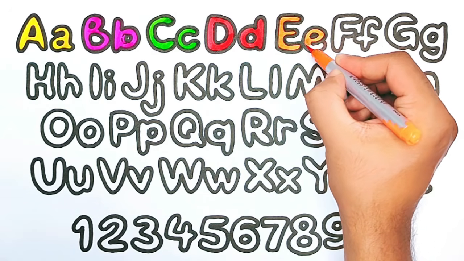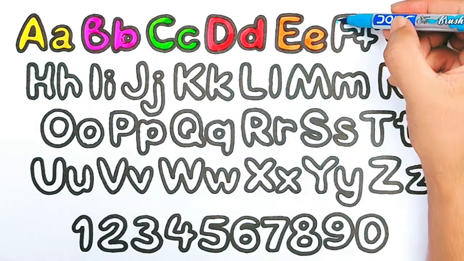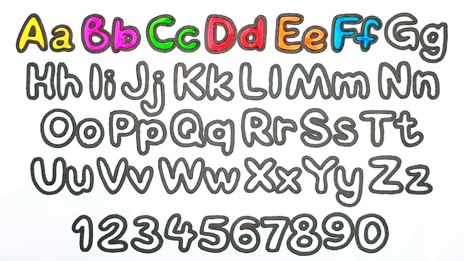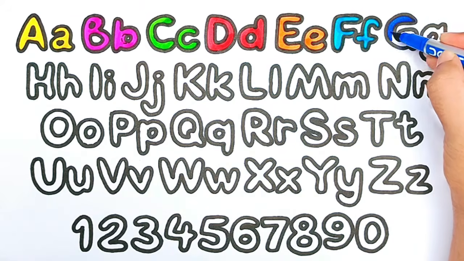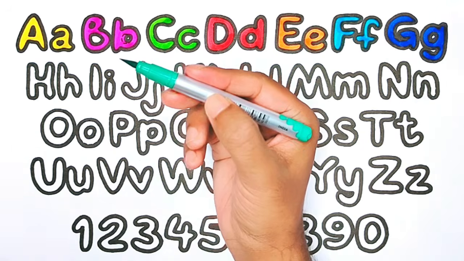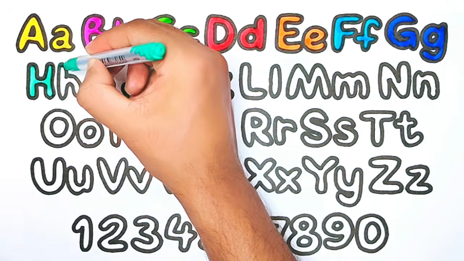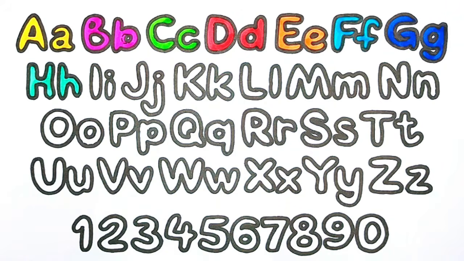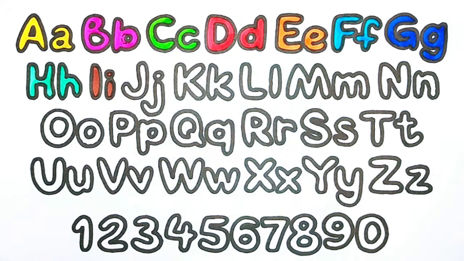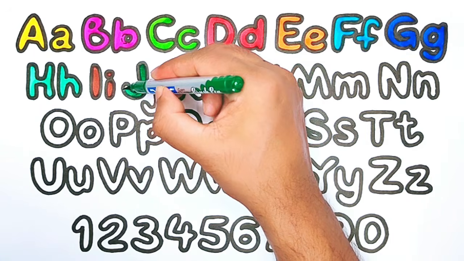E for emu. Sky blue color F. F for flag. Blue color G. G for garden. Sea green color H. H for hamburger. Brown color I. I for ice cream. Dark green color J.